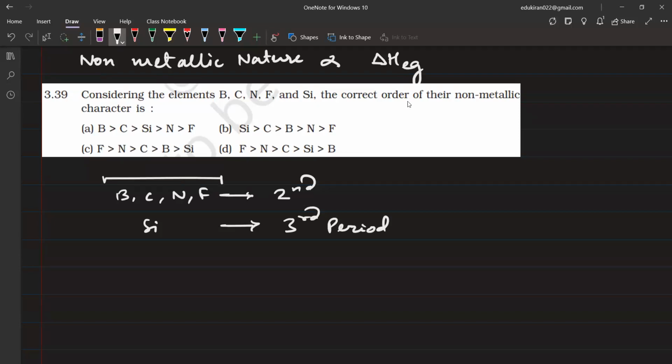Now, first of all, we'll look at the second period and then the third period, because as we go down the group, what happens? The delta Heg decreases because the size increases. So let us consider boron, carbon, nitrogen, and fluorine. Moving along the period, fluorine will have the highest electron gain enthalpy, followed by nitrogen, then carbon, then boron. And at last, we'll have silicon. Correct? Okay, so option C will be right.